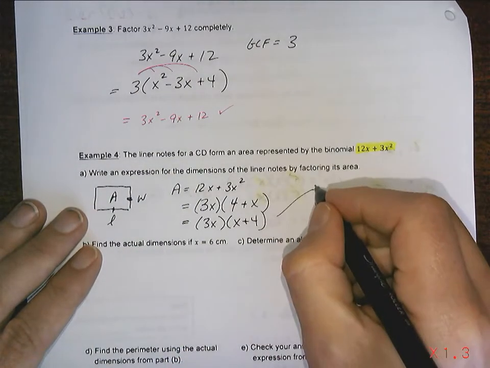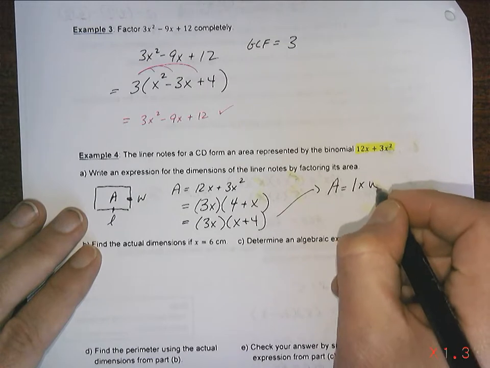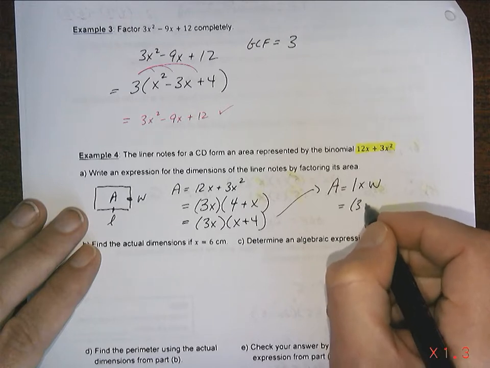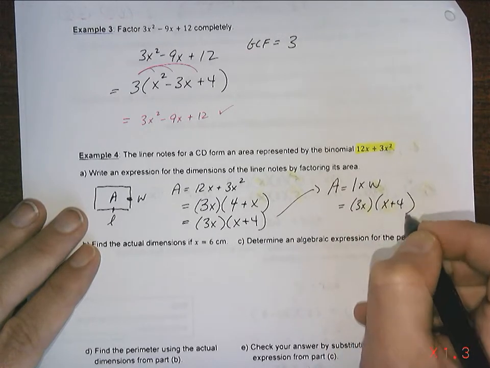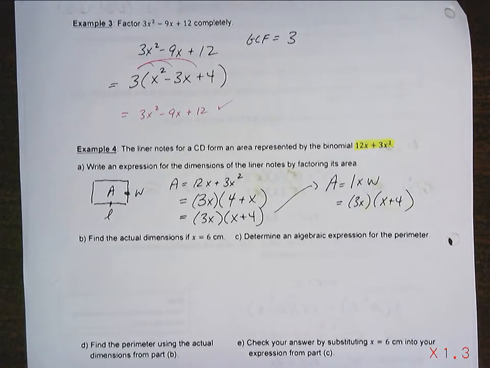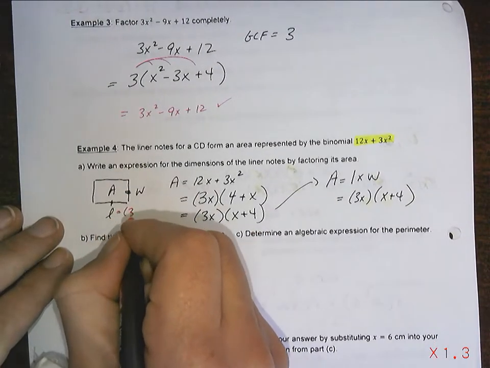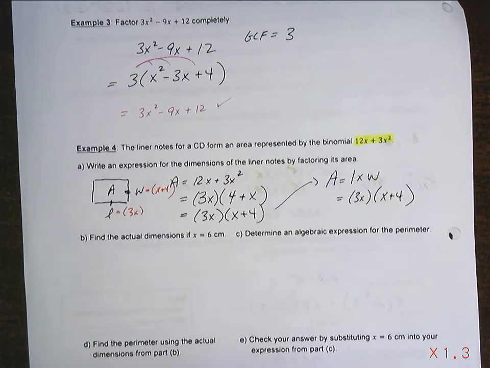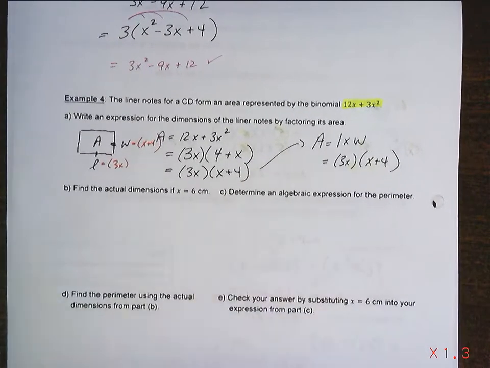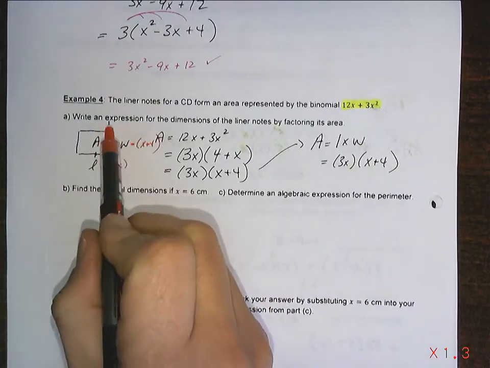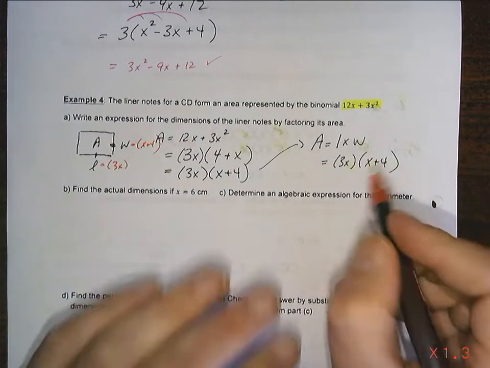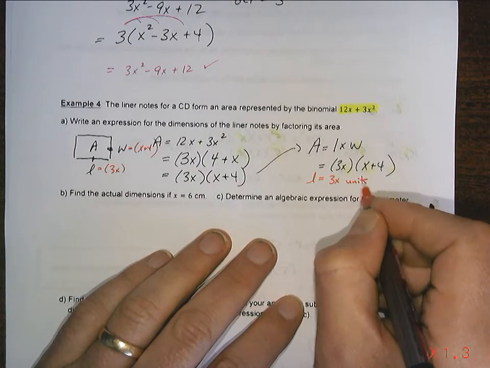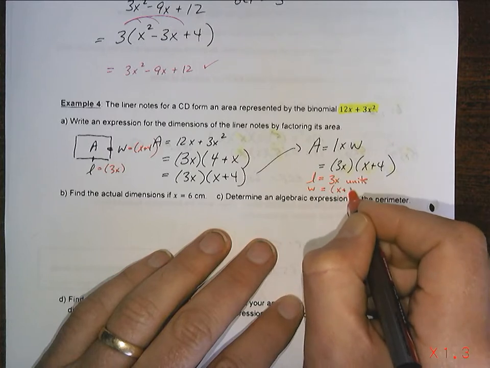And what this means is, since area equals length times width, one of them can be our area, and one of them can be our length, and the other one can be our width. And that's what we've done here. So one of them can be our length, and the other one can be our width. And it doesn't really matter which is which. So it said calculate or write an expression for the dimensions. So length is equal to 3x units, and width is equal to x plus 4 units.